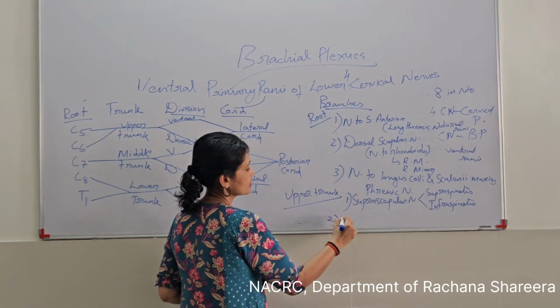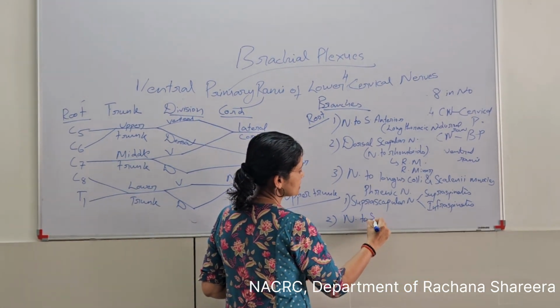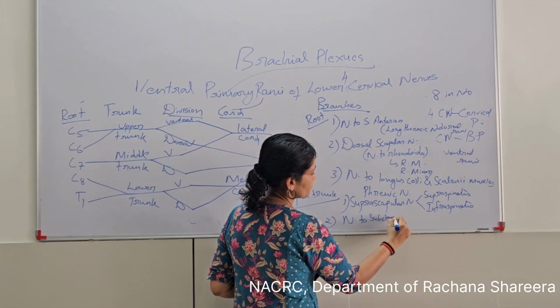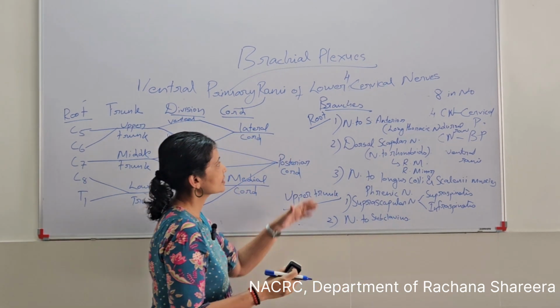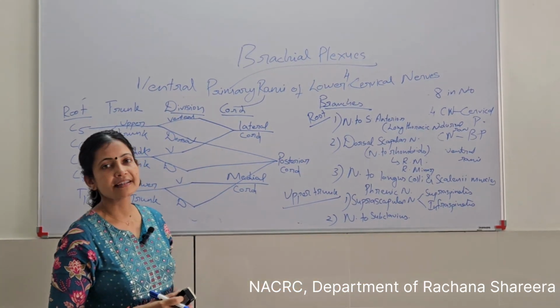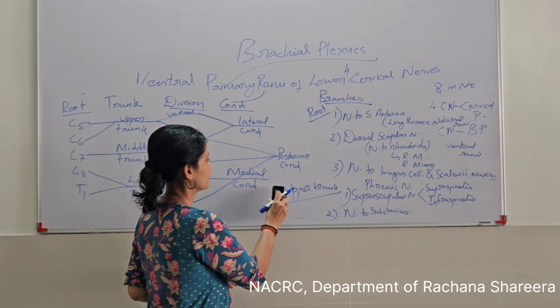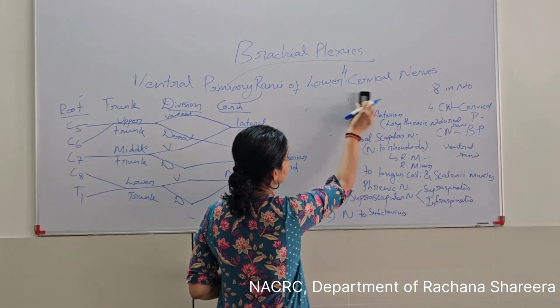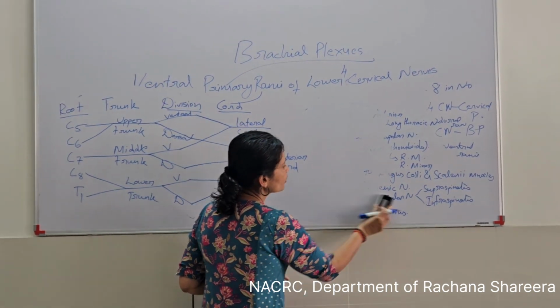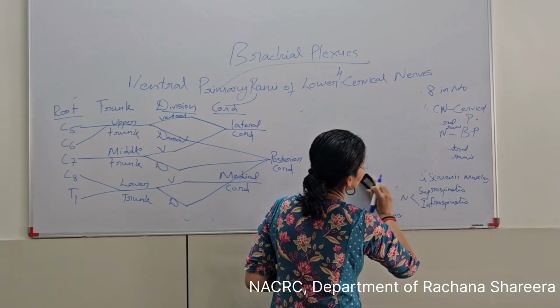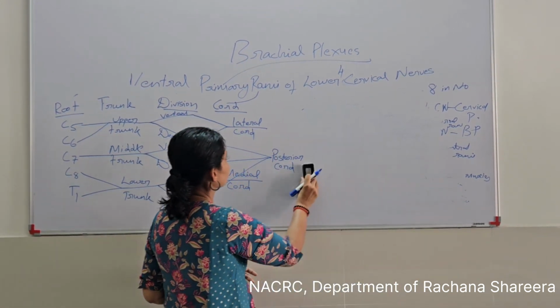And another one is nerve to subclavius. So these are the branches from the root and the upper trunk. Next, the important branches, they are arising from the cords.